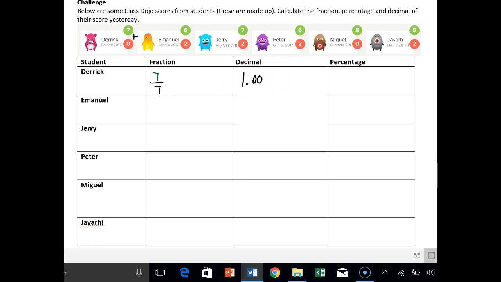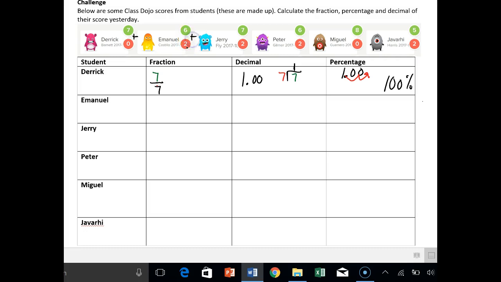If you really wanted to do the division, you could say, all right, 7 goes into 7 one time, right? And then what's the percentage? Well, 1.00. To go from decimal to percent, remember, we've been doing percent to decimal, swoop twice to the left. Well, it's just the opposite, swoop twice to the right. And so it's 100%. So Derek got 100% yesterday. Great job, Derek. All right, Emmanuel.